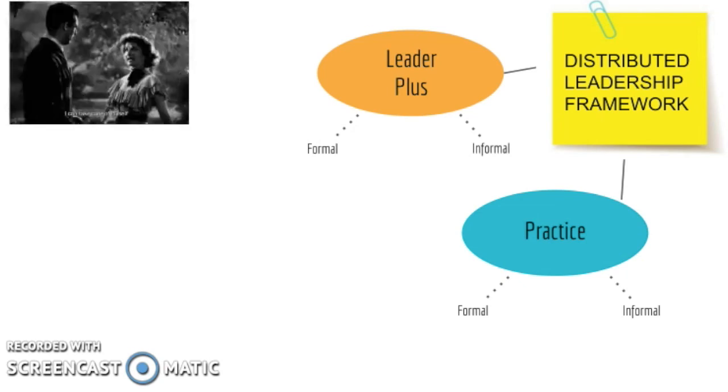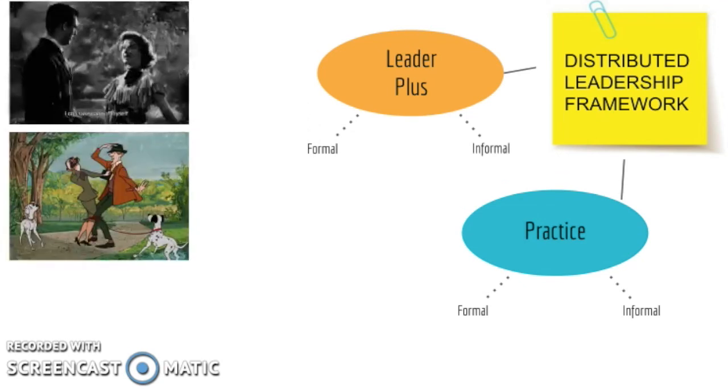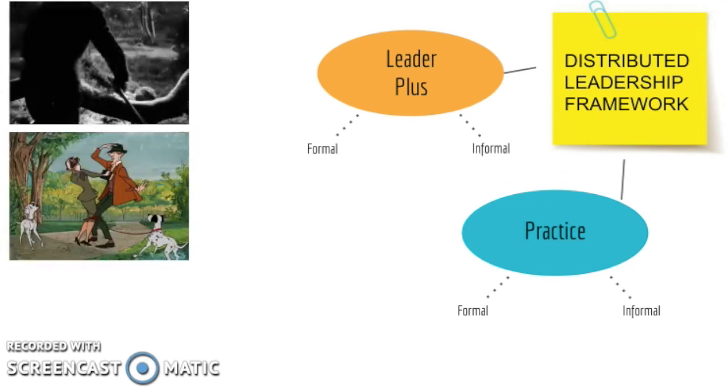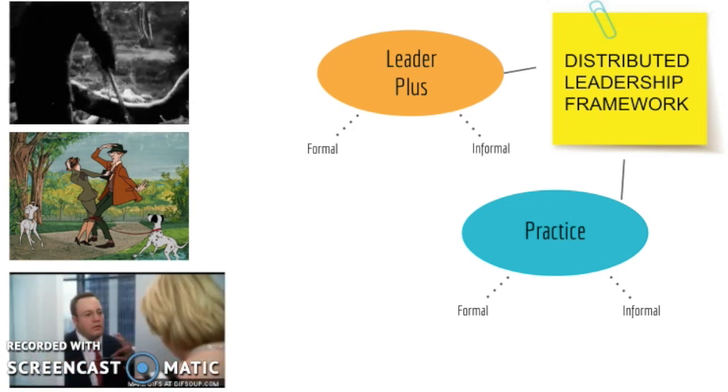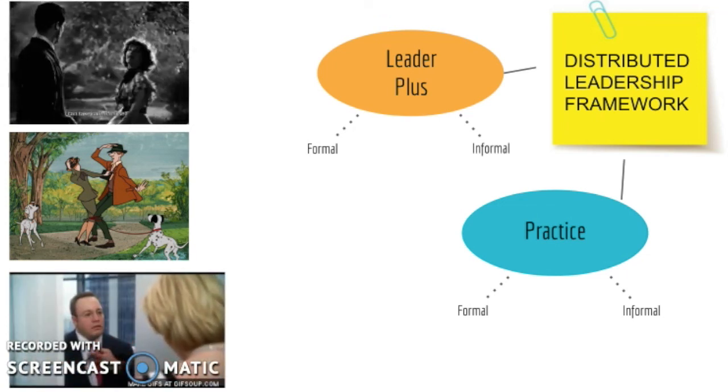So here's Bringing Up Baby, where she trips over the log and they meet. Here's 101 Dalmatians, where they just happen to run into each other, but it's unplanned. And then here from the movie Hitch, where again, well, I guess this one's a little bit planned, but still a little bit of an informal way to meet someone in the dating practice.